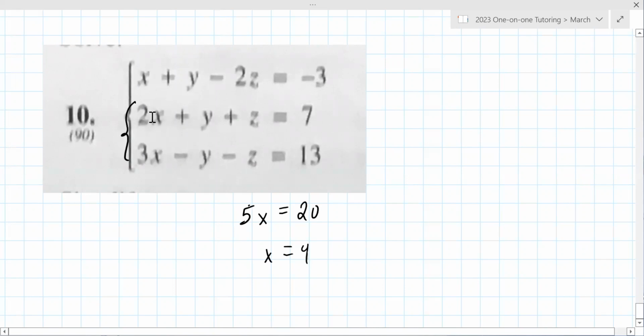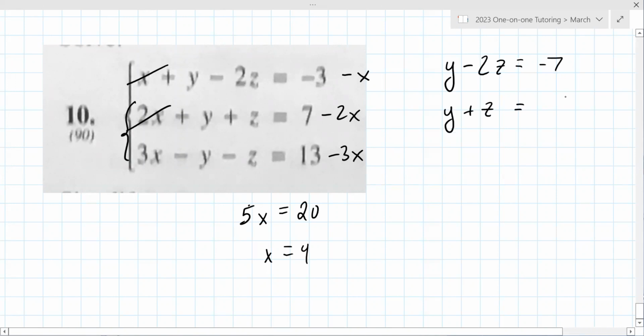Okay, so it might be worth rewriting them. You can actually make a quicker way of doing this. You can treat it as minus x over here on the right, minus 2x, minus 3x, and that might speed up the calculation. So it'd be y minus 2z equals -7, y plus z equals -1, and then minus y minus z equals +1.